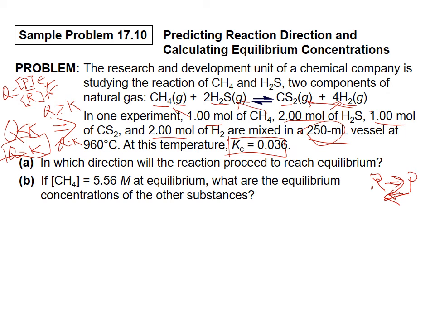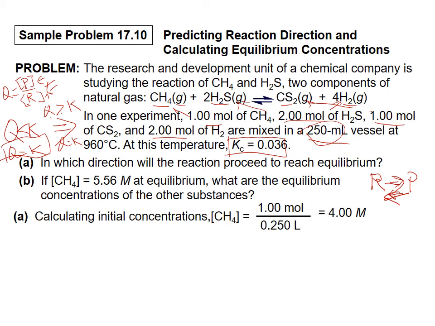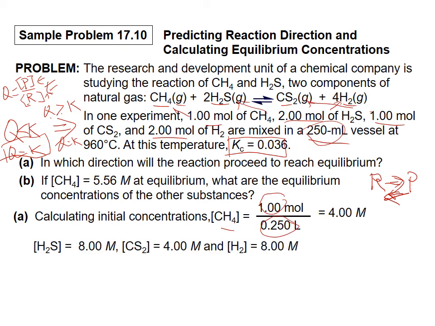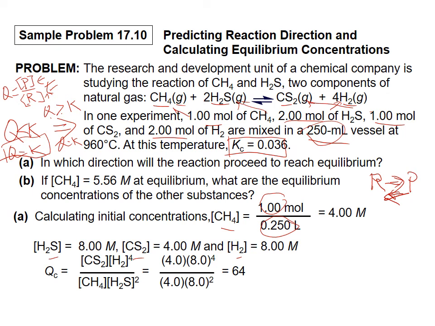To calculate the concentration, we use number of moles divided by volume. These are the initial concentrations. So this is for methane, and we calculate the concentrations for hydrogen sulfide, carbon disulfide, and hydrogen gas. With these concentrations, we can calculate Q at the beginning. So this is the initial Q, which is 64. Don't forget the powers. In the equation you have a 2 and a 4.